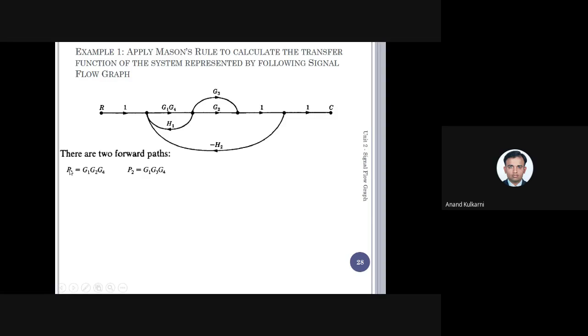That is F1 is equal to G1, G2, G4. That is G1, G4, and G2. This is the first forward path. And second forward path is G1, G3, and G4. G1, G3, G4 is nothing but like this. So this is the first forward.